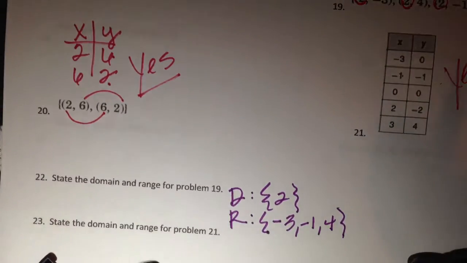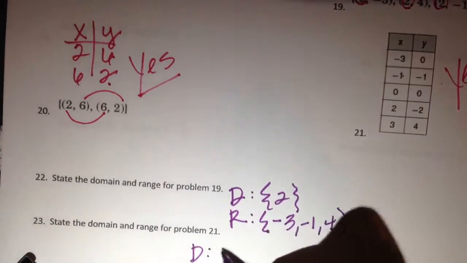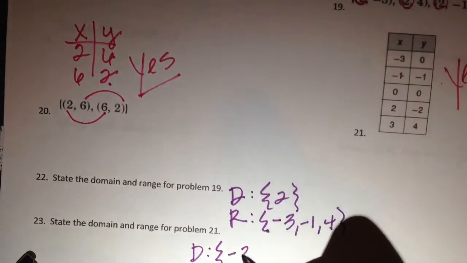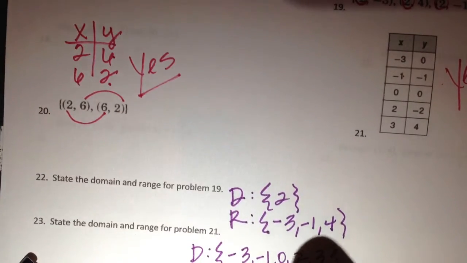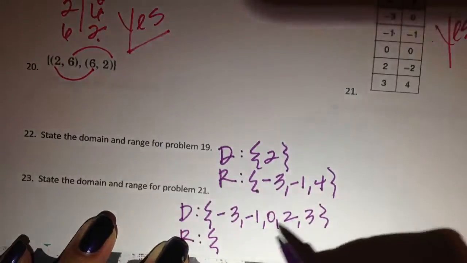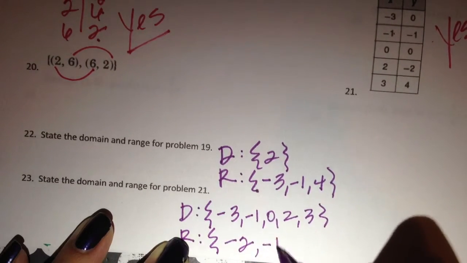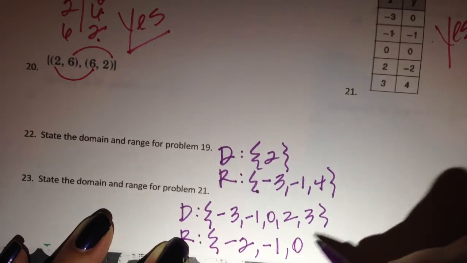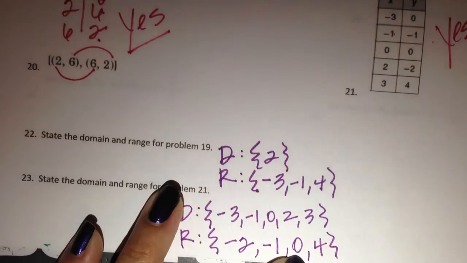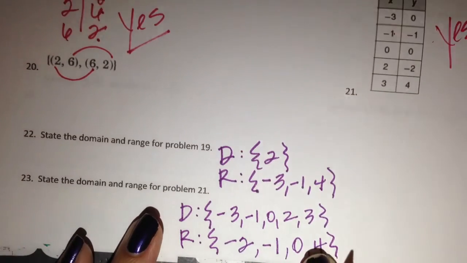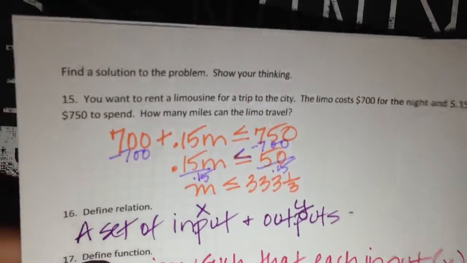Number 23, looking for the domain and range in problem 21. I'm going to list my x values. There were no repeats. They're in order. And now I'm going to look at my y values, because they matter as they are the range. Y values, I did have repeats there. The smallest y value is -2. I'm going to look at these values for a minute and order them least to greatest. 0 appeared twice. I'm not writing it twice, I'm only writing it one time. The range has these numbers in it. It doesn't matter how many times.